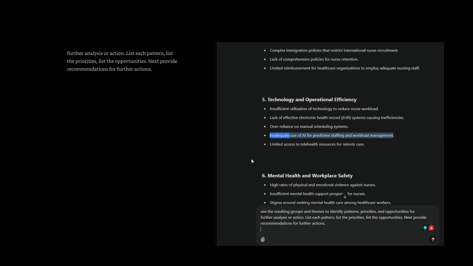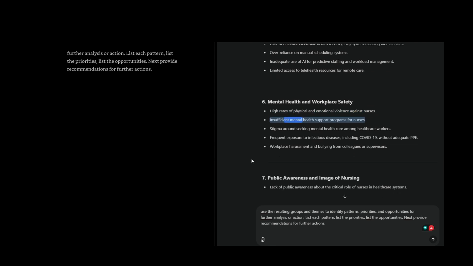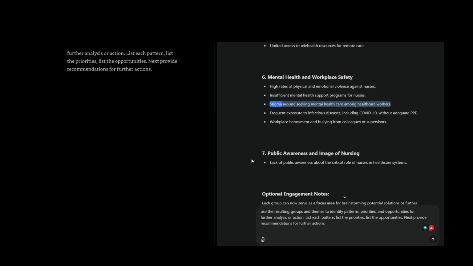5. Insufficient utilization of technology to reduce nurse workload, lack of effective electronic health record (EHR) systems causing inefficiencies, over-reliance on manual scheduling systems, inadequate use of AI for predictive staffing and workload management, limited access to telehealth resources for remote care. 6. High rates of physical and emotional violence against nurses, insufficient mental health support programs for nurses, stigma around seeking mental health care among healthcare workers, frequent exposure to infectious diseases, including COVID-19, without adequate PPE, workplace harassment and bullying from colleagues or supervisors.